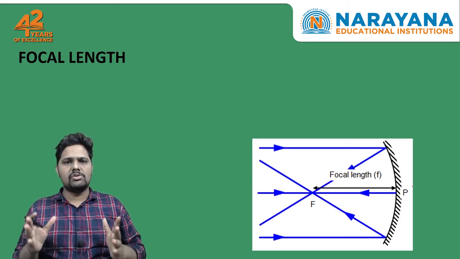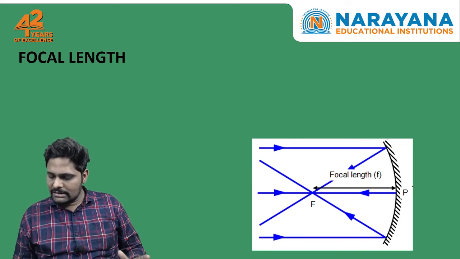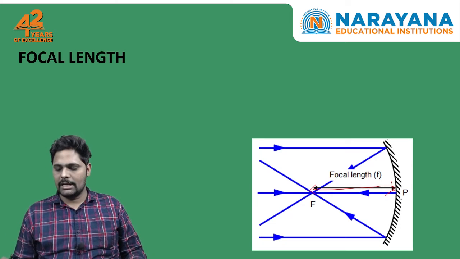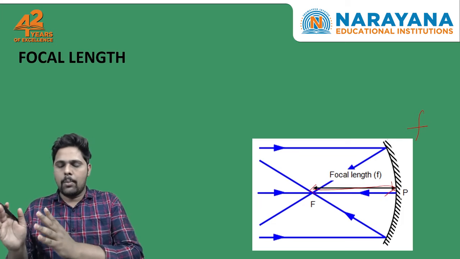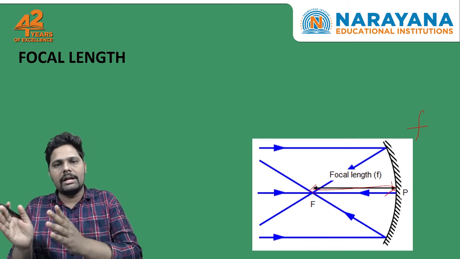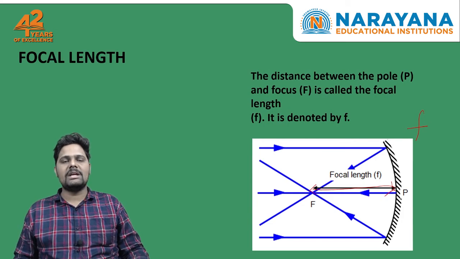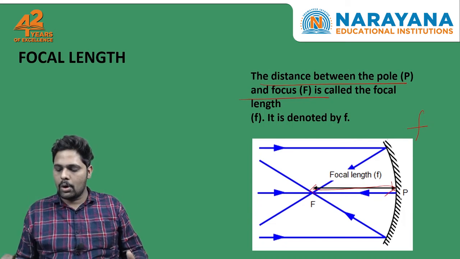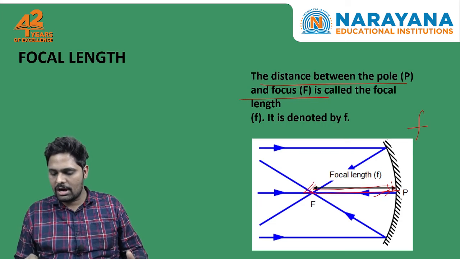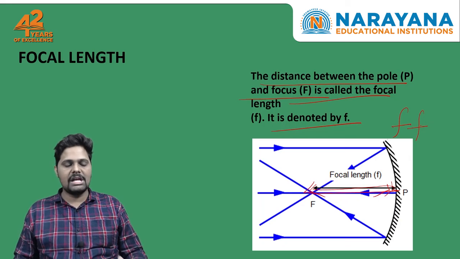And finally, focal length. Very simple. You have already seen the focus. If you focus very clearly, the distance from pole to focus is called the focal length. It is denoted with small f. Once again, the distance from pole to focus, that distance is called the focal length. Length is nothing but the actual path covered, the distance. So the distance between the pole and the focus is called the focal length, and it is denoted by the letter small f. Clear, children?